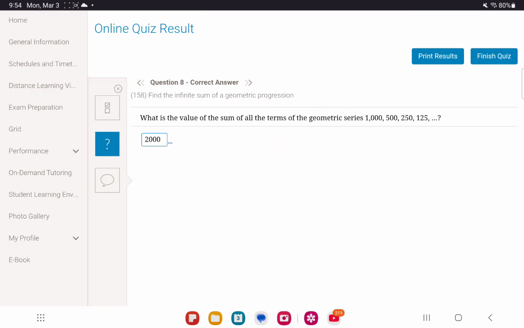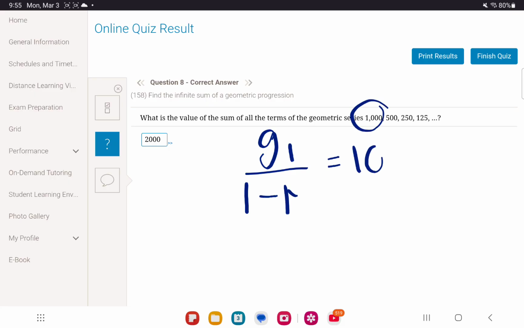The second one, they didn't specify how many terms they want. They said all the terms, so we use the other rule. You remember the other rule we used at the beginning? G1 on top of 1 minus r. G1 here is 1,000, so 1,000 over 1 minus r.